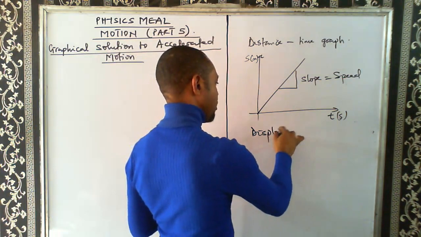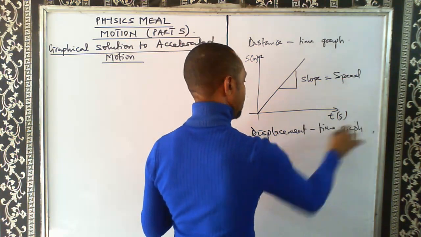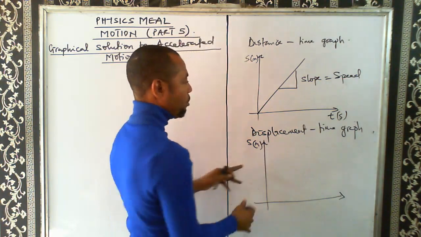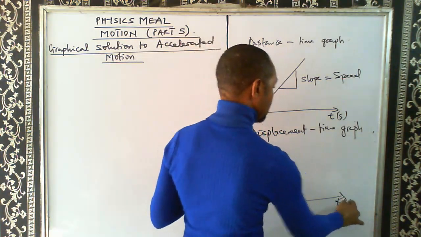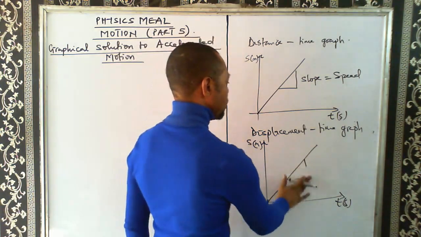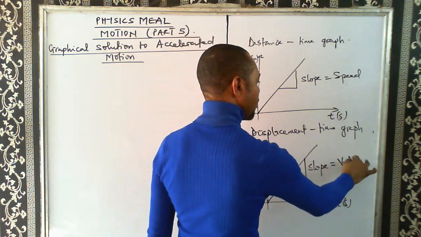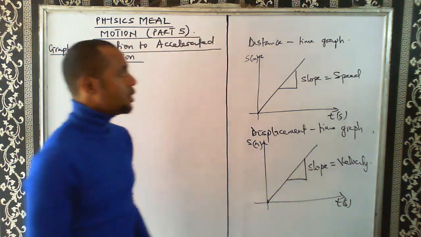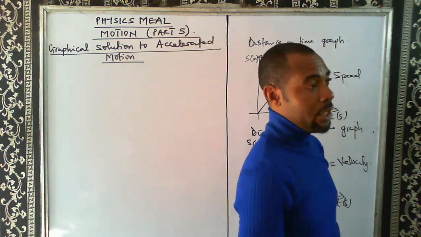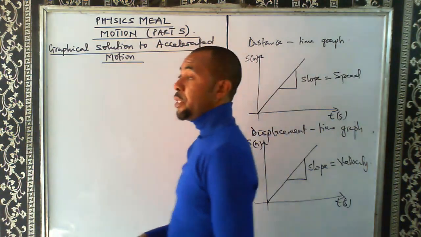We have another graph that is common, that's the displacement time graph. That is when you draw the graph of displacement. We still use x to represent displacement, and time is still t in seconds. If you draw the graph of displacement against time, the slope of a displacement time graph is velocity. So the distance time graph and the displacement time graph are part of the graphs that you will usually encounter in your study of motion.